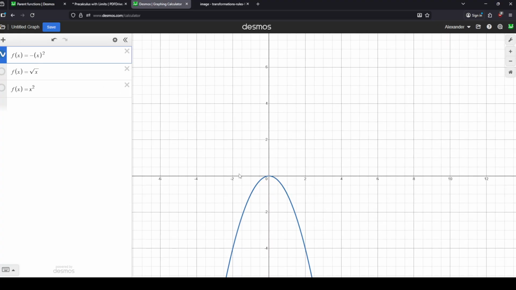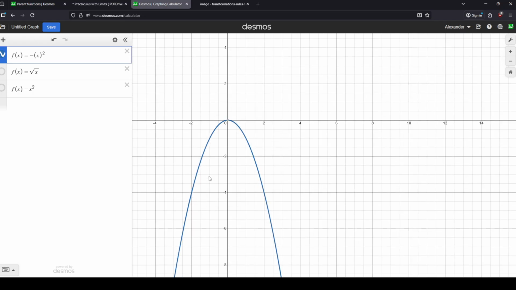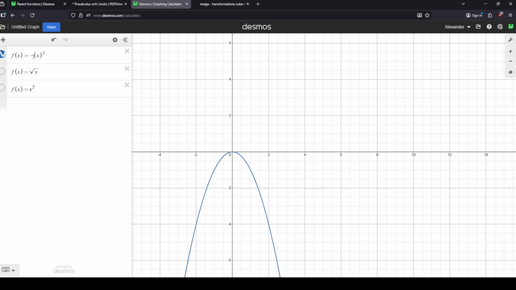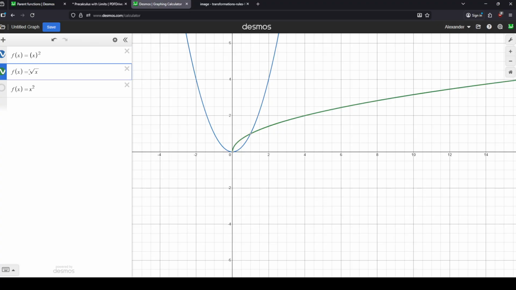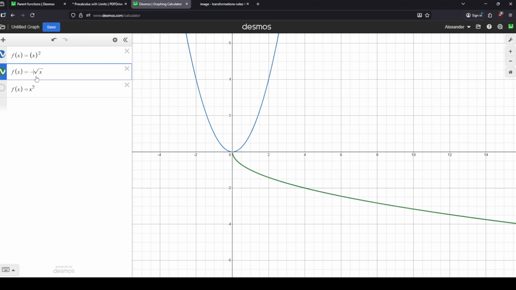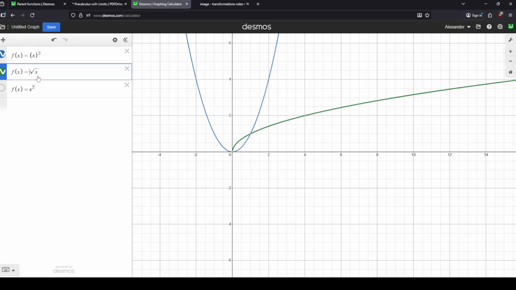All this does is it takes all the positive values and turns them negative. So if I look at 2 as an input, 4 as an output, well, if I were to multiply by -1, when I do 2 squared, that's 4, times -1, that's -4. Same thing with every other point on this graph. Same thing happens with this right here. Multiply by -1, and we flip the graph.